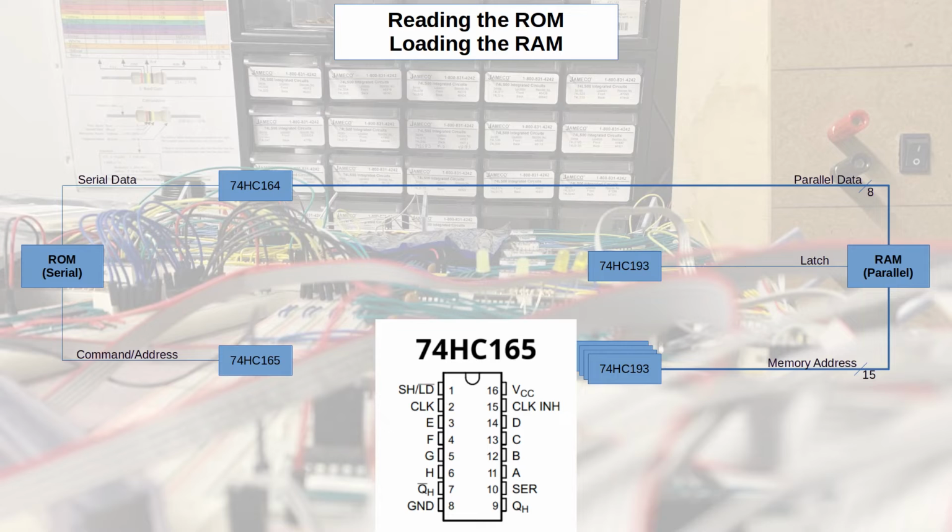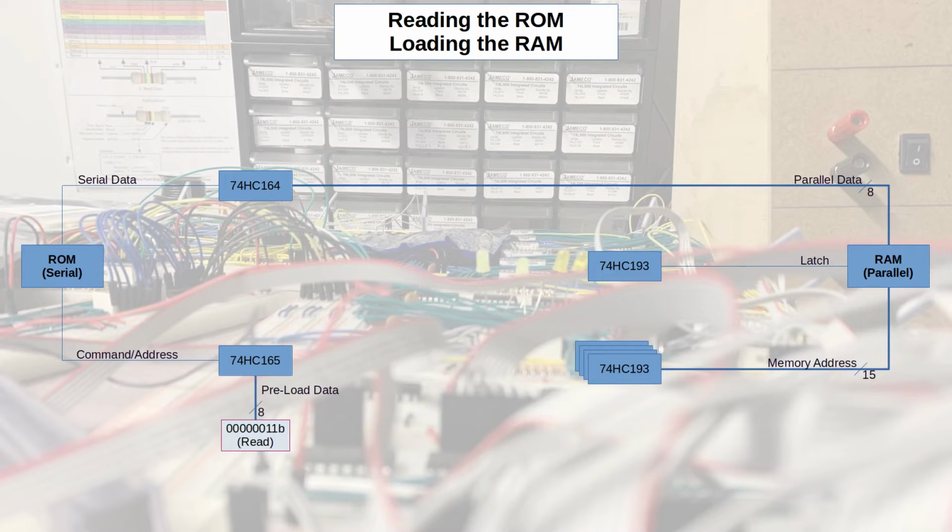74HC165, which is a parallel load shift register. So with the 74HC165, I am able to preload a value onto that register before it starts shifting out. And that then allows me to preload that read command and then start shifting from there.